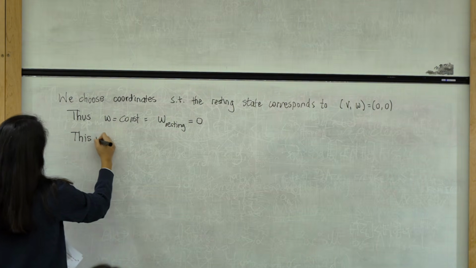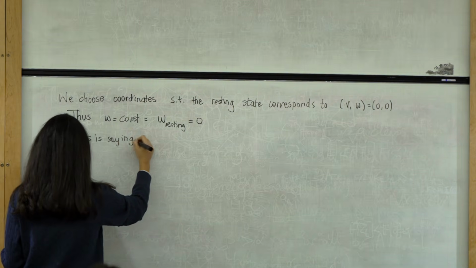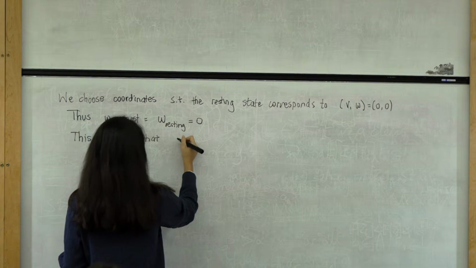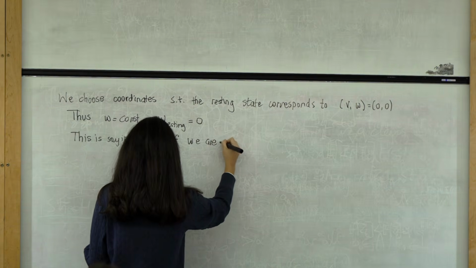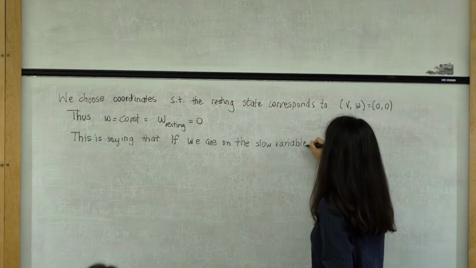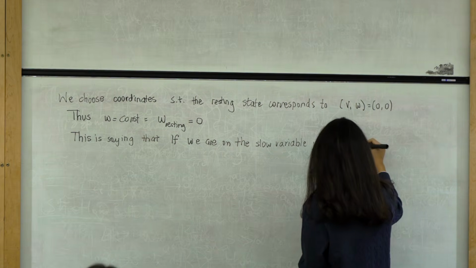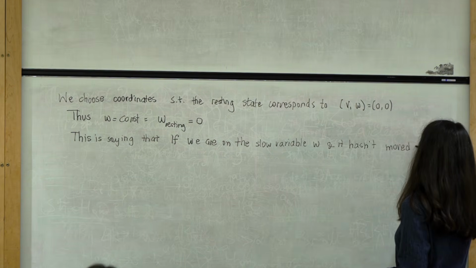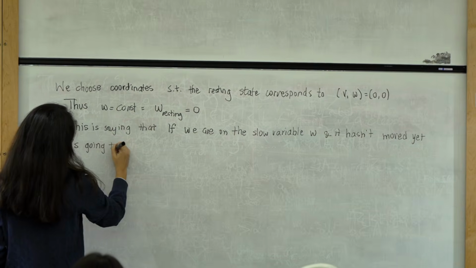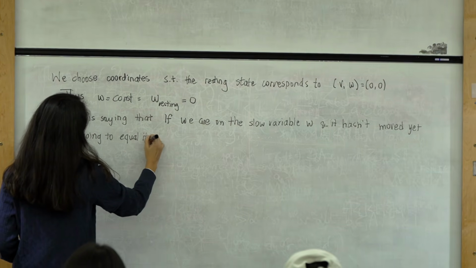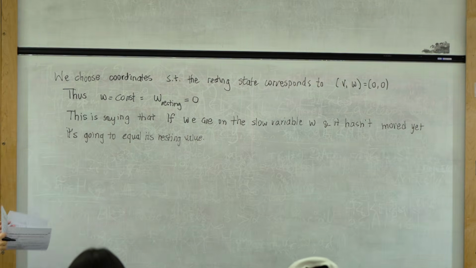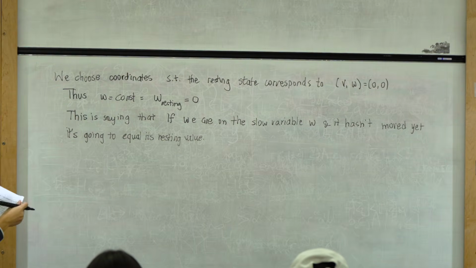So this is saying that if we are on the slow variable W and it hasn't moved yet, it's going to equal its resting value. That's why I said last time we can't just say W is equal to constant.